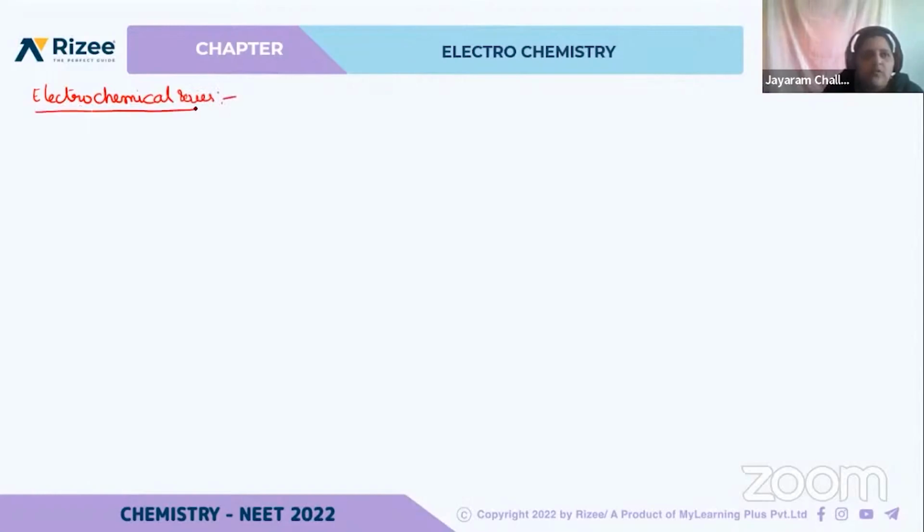What is electrochemical series? It is a series of elements or species with standard reduction potential values in the increasing order of SRPs. So, what are the series?